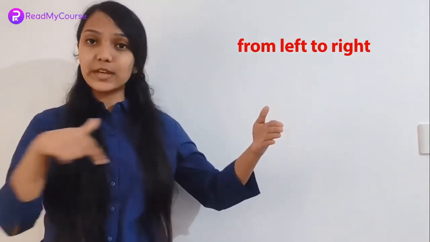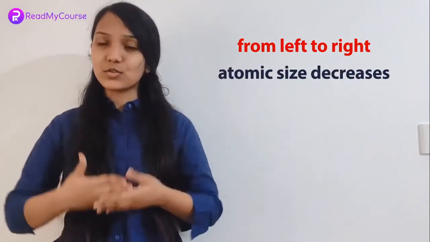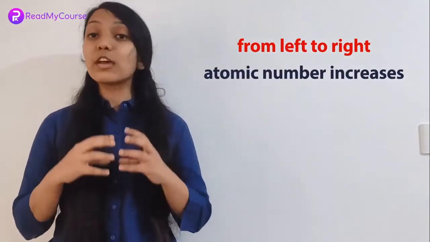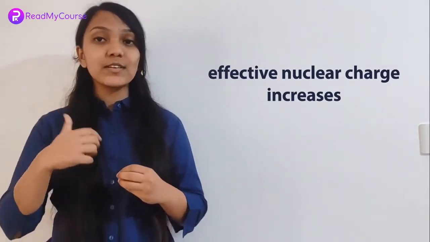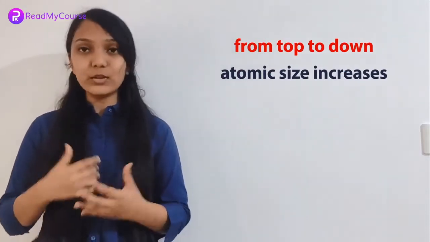So now let us discuss the trends in the atomic radii. As we move from left to right across a period, the atomic size decreases. Why is it so? As we move from left to right, the atomic number increases, right? So the effective nuclear charge also increases, which means that electrons are more bound towards the nucleus. That is, they are more attracted towards the nucleus. And hence the atomic size decreases as we move across the period. Whereas as we move down the group, the atomic size increases with the increasing principal quantum number.